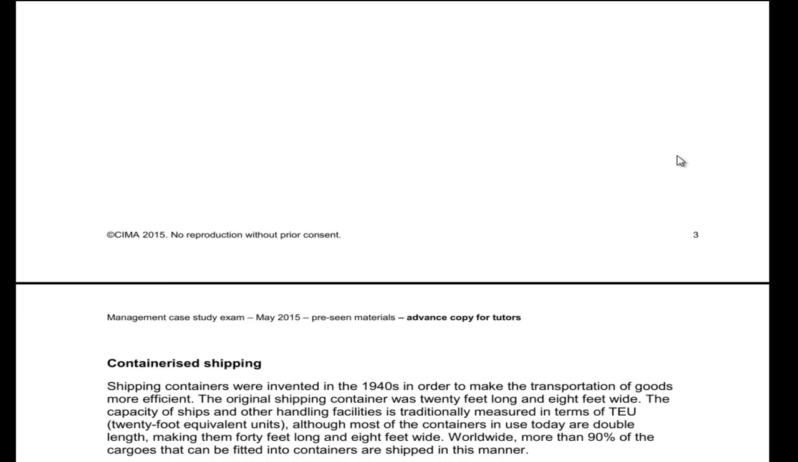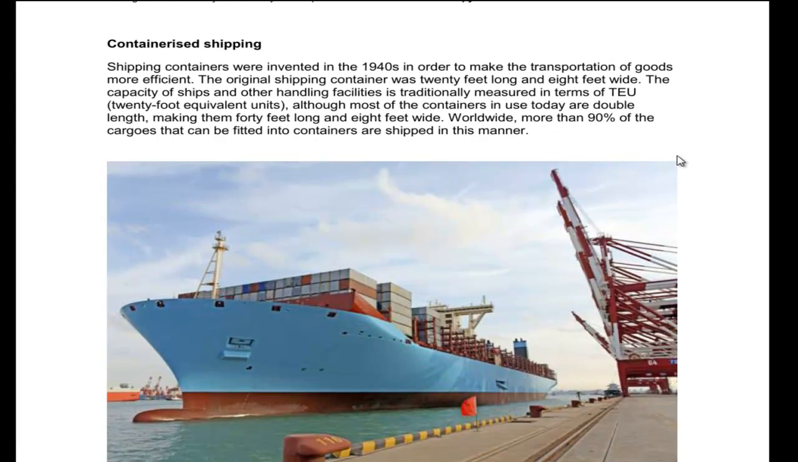So now let's move on to the next page. It's the containerized shipping page. Much of the information in the first paragraph is just background information on the shipping industry. There is nothing to really suggest there'll be too many key issues in this particular paragraph. But I must point out, for example here, 20-foot equivalent units, you may be expected to know certain terminologies.